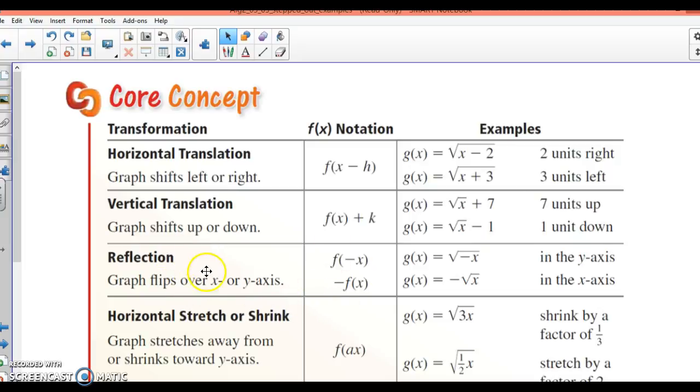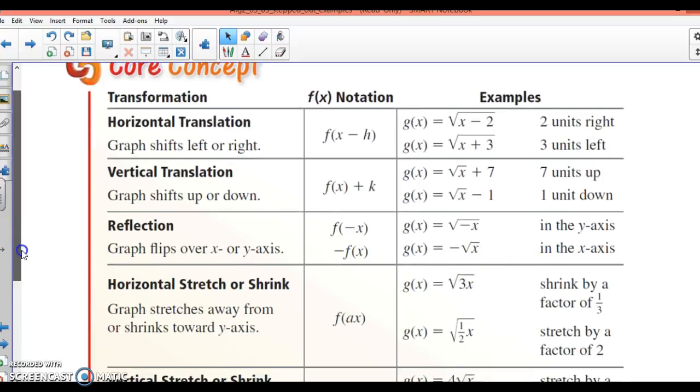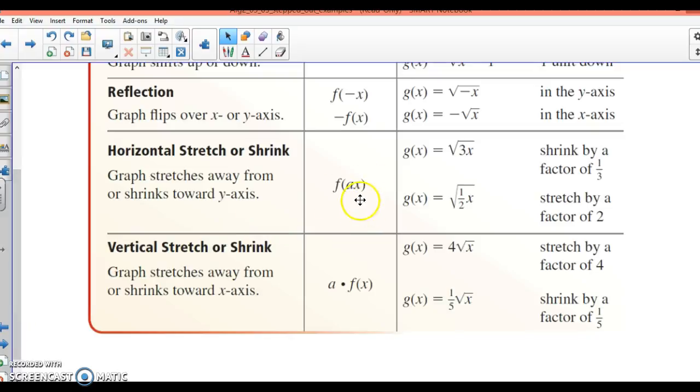I can also have some reflection, where my graph reflects or flips over my axis. So if my negative sign is inside underneath the radical sign, it flips across the y-axis. If it's outside, as in this example, it flips across the x-axis. My graph can also stretch and shrink. So if my a value, or you'll see in a minute what I call the b value, is inside the radical sign, it stretches it horizontally. If it's outside there, it stretches or shrinks it vertically.